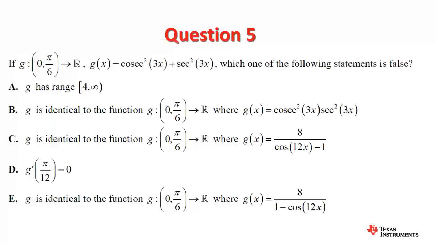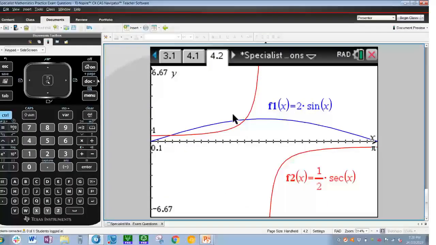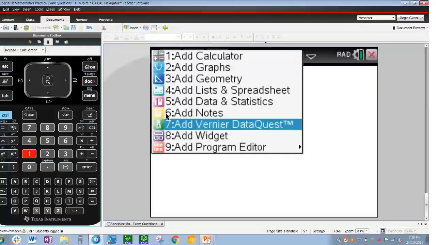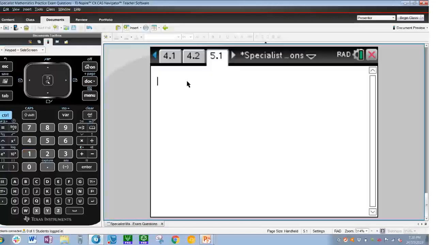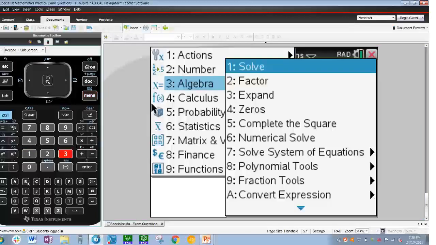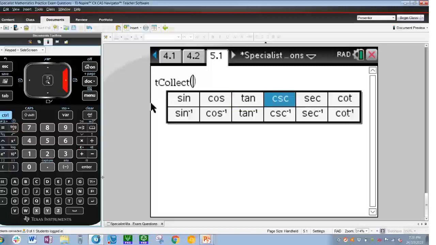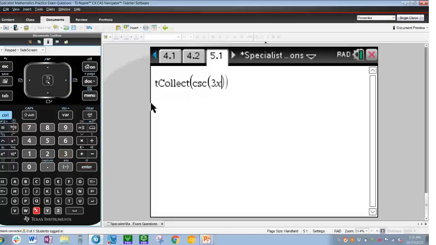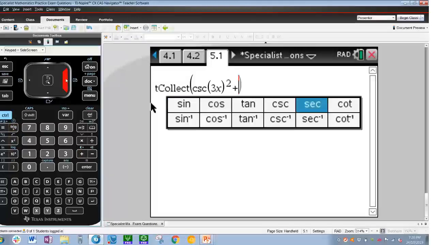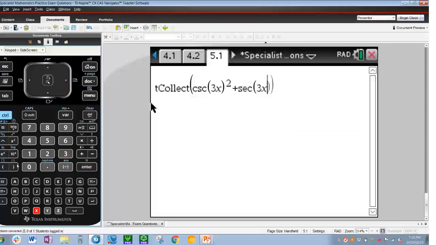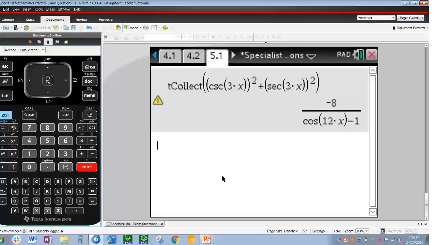So the way to get through questions like this, I'm just going to again create a new problem, doc41. And the way to get through this is use a command called tcollect. The way to get to tcollect is press menu, then 3, then B, and then 2, tcollect. And I'm simply going to type in the function as it is. So trig, now cosec is CSC for us. Enter 3x, close bracket squared, and then plus trig, let's go to sec, 3x, close bracket squared, and I'm going to press enter. And I see that I've got a negative 8 over cos 12x minus 1.